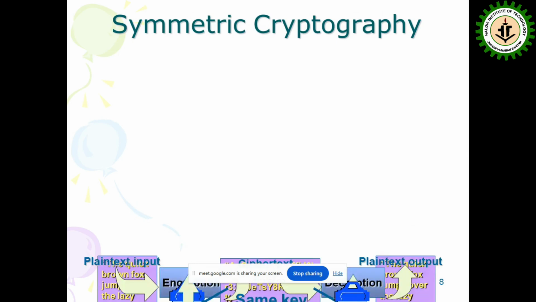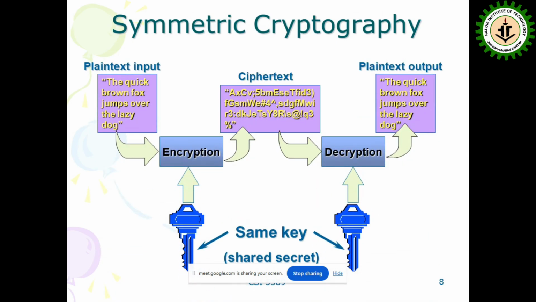Symmetric cryptography. In symmetric cryptography, as the figure demonstrates, both parties share the same key for encryption and decryption. While efficient, it requires secure key exchange. An example of encrypting a sentence, converting it to ciphertext and decrypting it back.